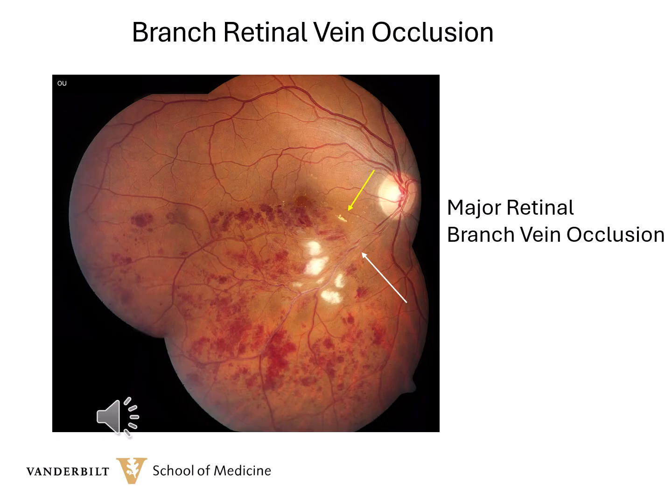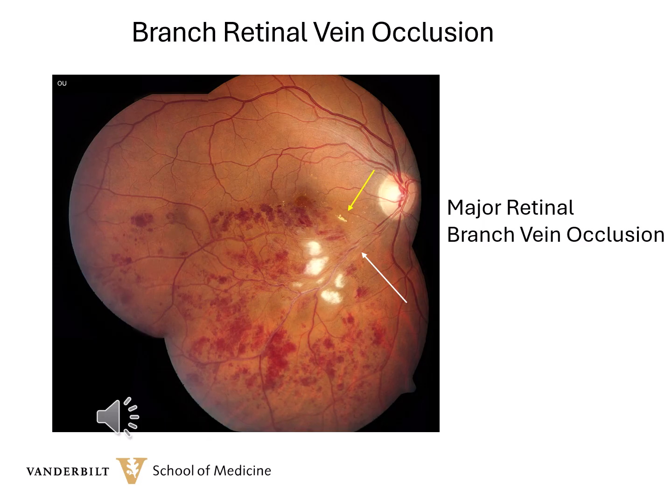And here's an example of a major branch vein occlusion. Again, this is the right eye. You see hemorrhaging in the inferior macula, but you also see hemorrhaging in the inferior mid-periphery as well. An arrow points to the site of the vascular occlusion.